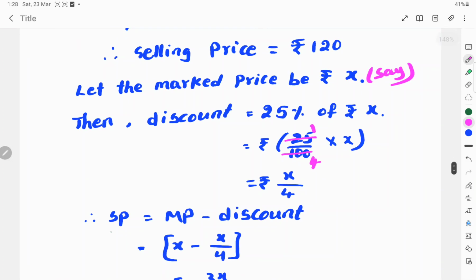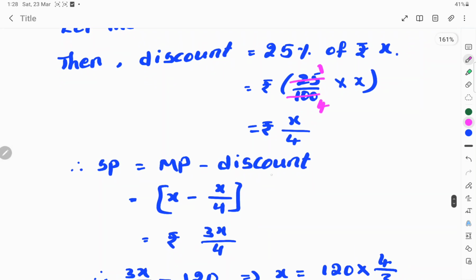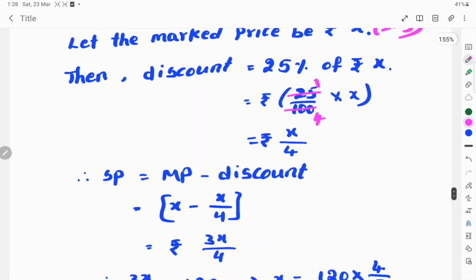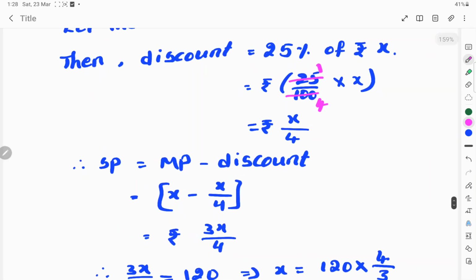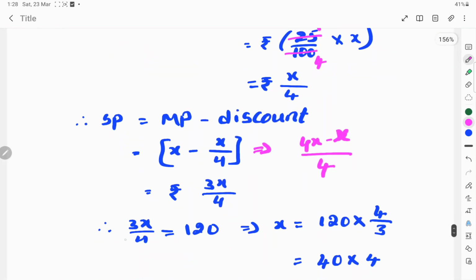Next, therefore, selling price is equal to market price minus discount. MP means market price. So the market price is X, minus the discount, which is X by 4. You find the LCM of 4: 4X minus X is 3X by 4. Therefore, 3X by 4 is equal to 120 rupees.